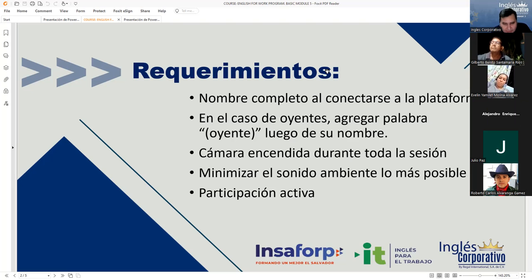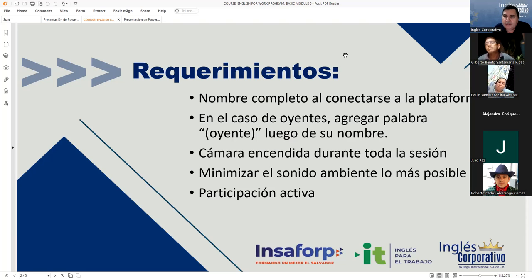La siguiente es la participación activa. Si nos conectamos a clase, por favor, participemos en clase. El que participa más, más aprende. El que menos participa, menos aprende. El inglés no es un mozote, que solo cuando pasamos se nos pega. Qué galán que los idiomas fueran así, como un mozote que si usted pasa entre los mozotes, se le pegan todos ahí. No, el inglés usted tiene que practicarlo para que se le pegue; si no, no se le pega.